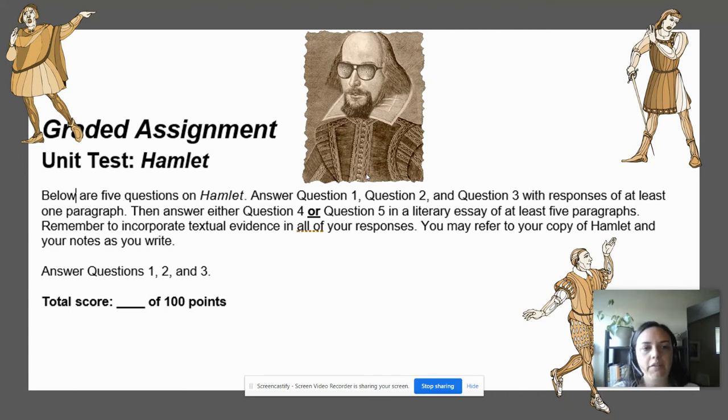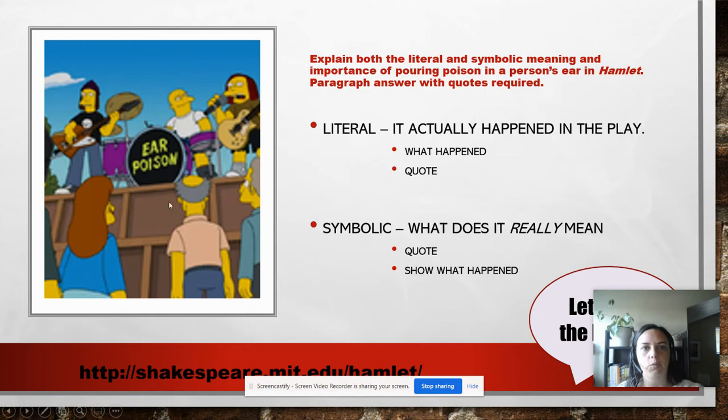It says below are 5 questions on Hamlet. Answer question 1, 2, and 3 with responses of at least one paragraph. That's what we're talking about here. And then you choose either 4 or 5 to write a 5-paragraph essay. So, first of all, 1, 2, and 3 each get a 1-paragraph response. Let's look at question 1.